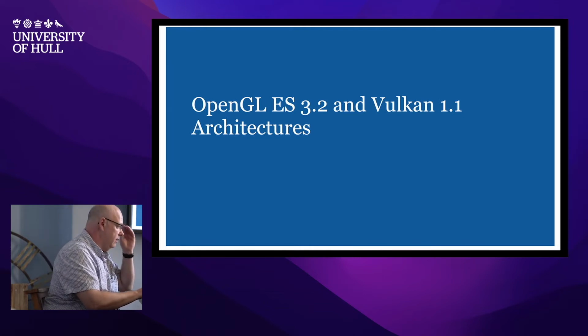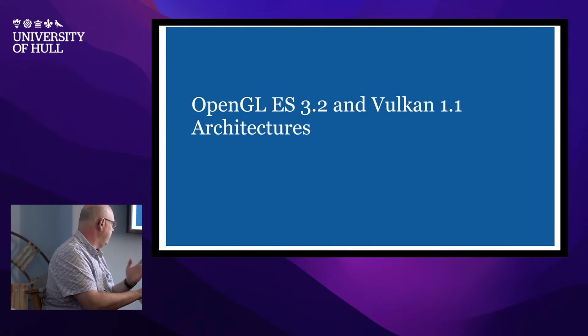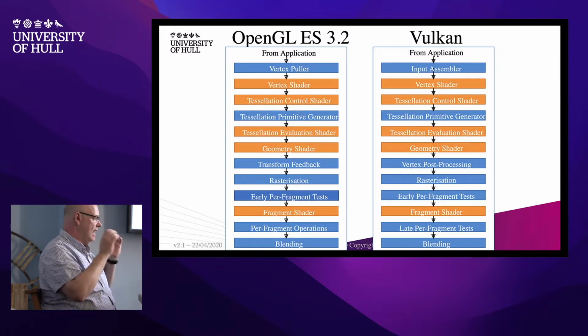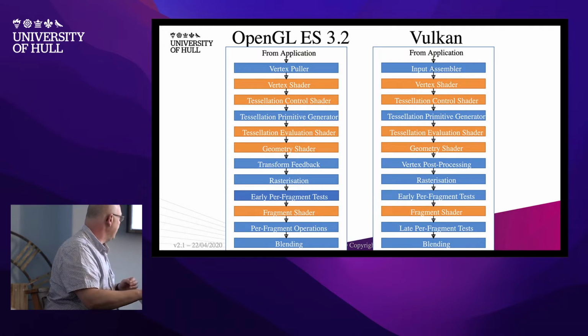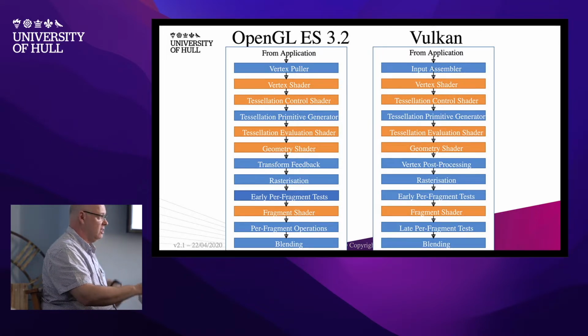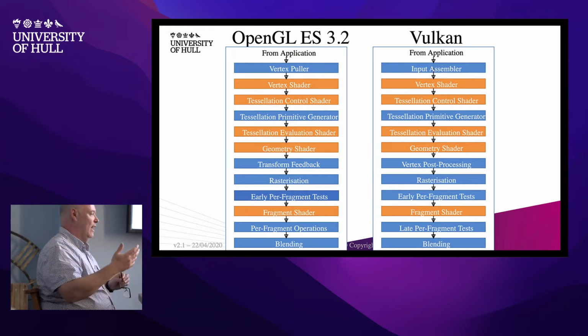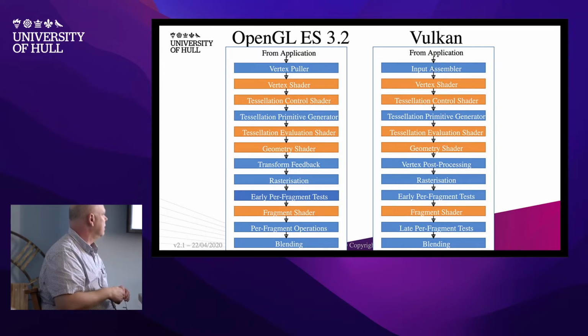So I do want to compare OpenGL ES 3.2 with Vulkan 1.1 as they were at the time. Essentially, these are the graphics pipelines for OpenGL ES and Vulkan. As you can see, they look very, very similar, and that's because they are running on the same hardware, right? So these two are different graphics APIs, but they are essentially running predominantly on the same hardware.